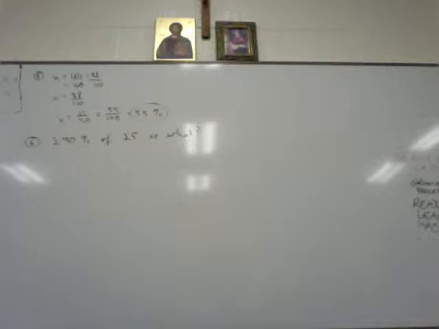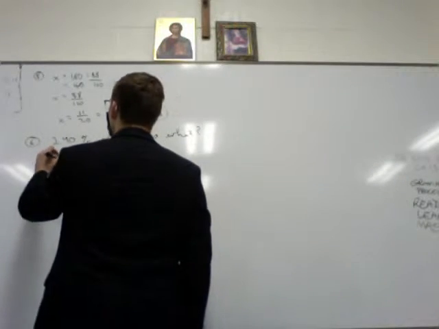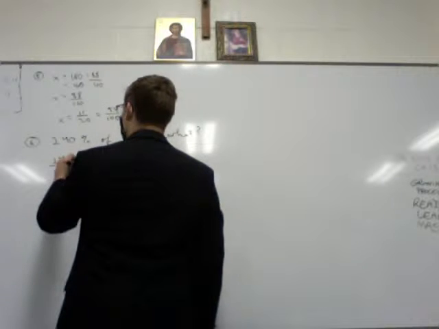I get it. Because we want 100% of 25, and then we want to increase it by another 140%. So we actually want 240% of 25. So how are we going to set this up? 240 over 100 times 25 over 1.